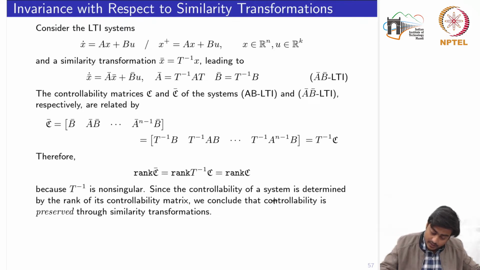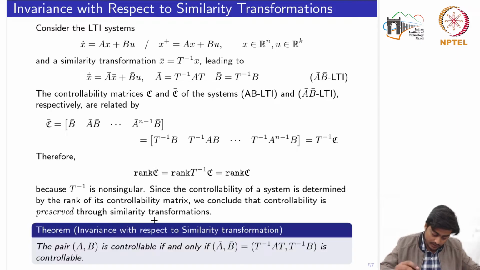So since the controllability of a system is determined by the rank of its controllability matrix, we conclude that controllability is preserved through similarity transformations. So even if I use any similarity transformation matrix and transform the representation from one form to another form, the controllability is preserved.